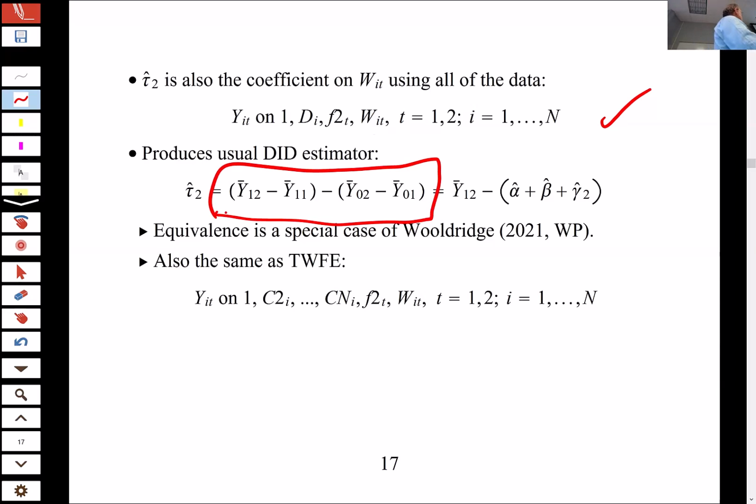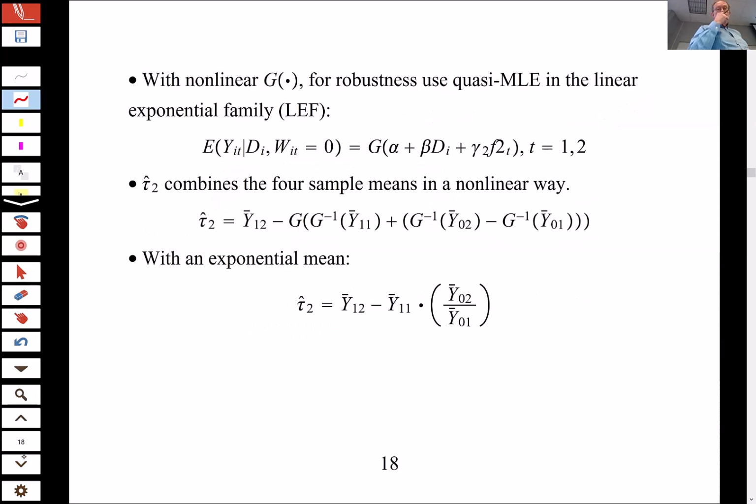As I mentioned, this turns out to be the same as the so-called 2-way fixed effects estimator, where if you choose the first unit as the base group, you put in a full set of cross-sectional dummies in place of DI. So instead of 1 dummy variable, you put in n dummy variables, or n-1. It turns out that's exactly the same estimator. This equivalence suggests a way forward for nonlinear models.